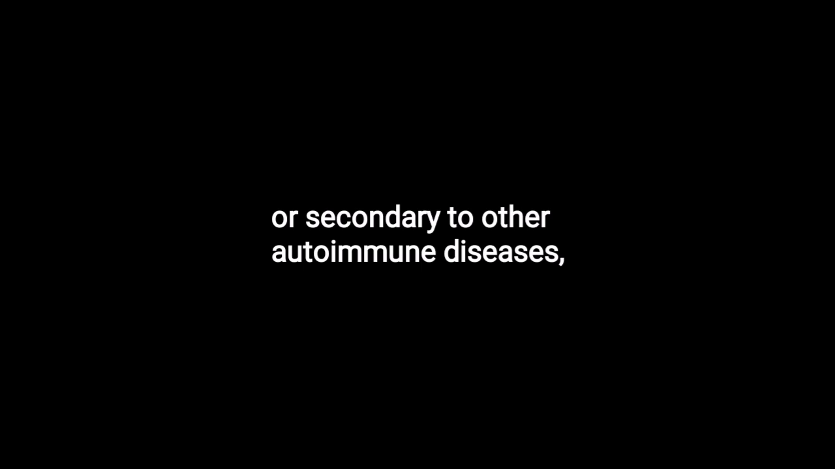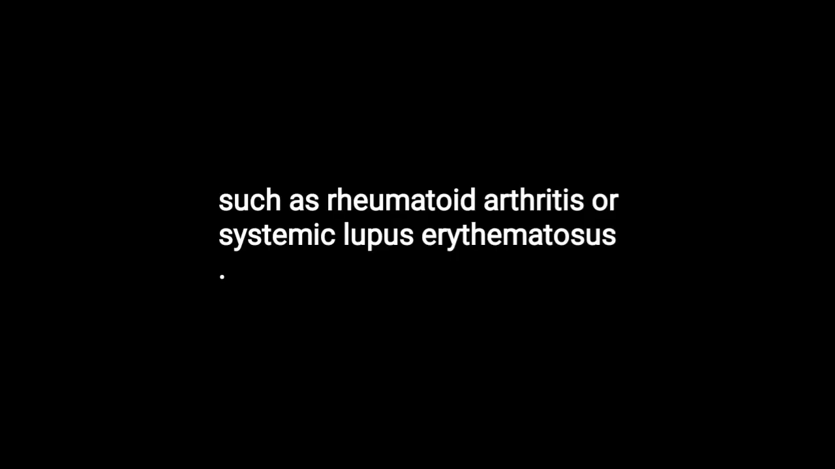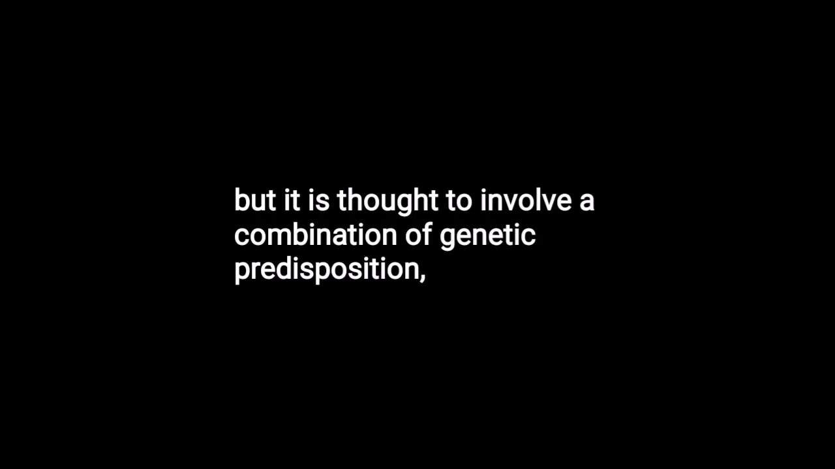Sjogren's syndrome is a chronic autoimmune disorder primarily characterized by dry eyes and dry mouth, resulting from the immune system attacking the body's moisture-producing glands. This condition can occur as a primary disorder or secondary to other autoimmune diseases, such as rheumatoid arthritis or systemic lupus erythematosus. The exact cause of Sjogren's syndrome is not fully understood, but it is thought to involve a combination of genetic predisposition, environmental triggers, and hormonal factors that lead to an abnormal immune response.